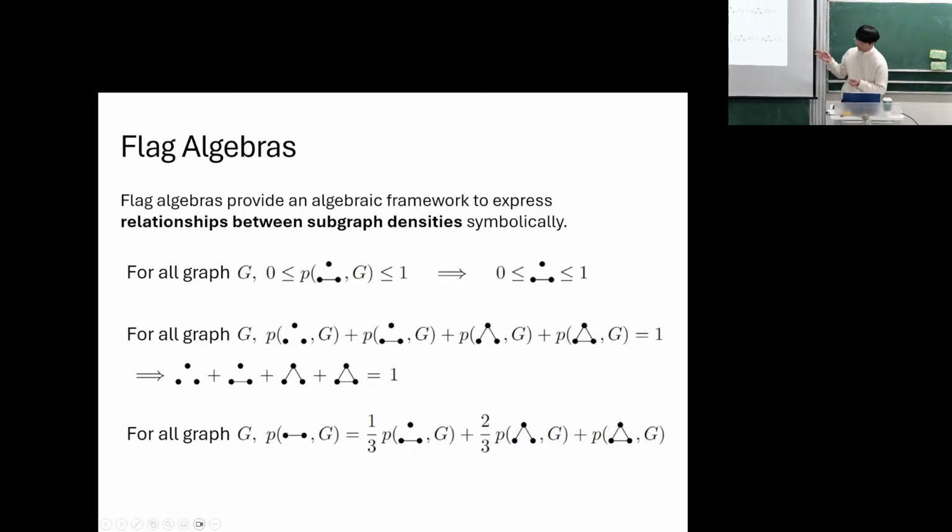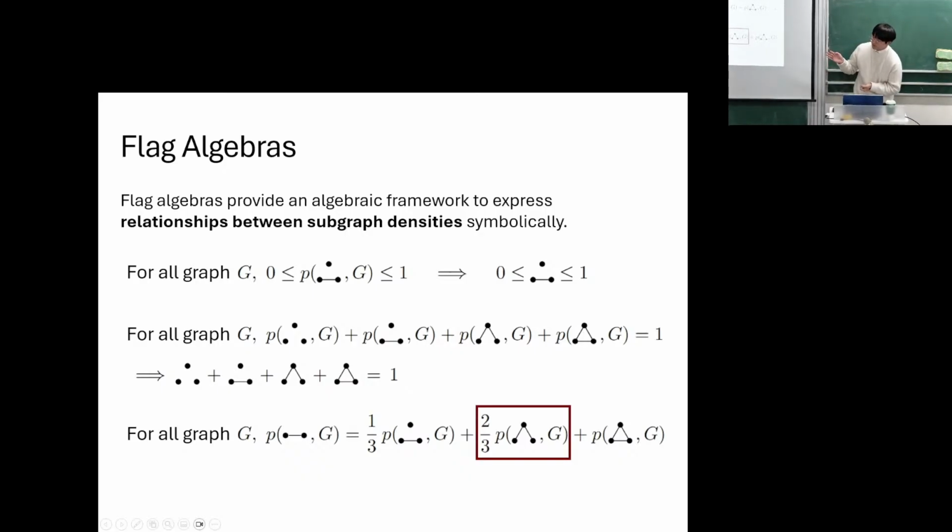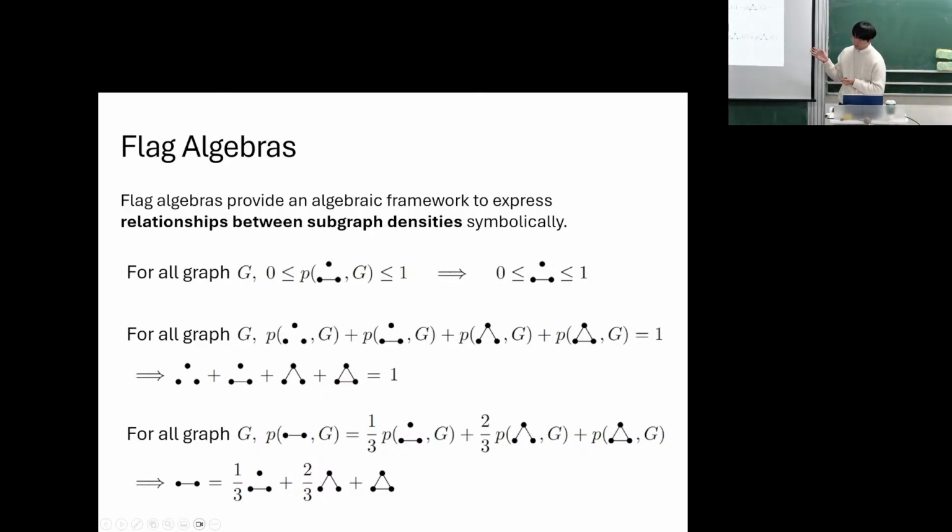Each coefficient represents the edge density of that 3 vertex graph. For example, for the 3 vertex path, the edge density of this graph is 2 over 3, so its coefficient is 2 over 3. This statement also can be expressed symbolically in the Flag algebra framework.